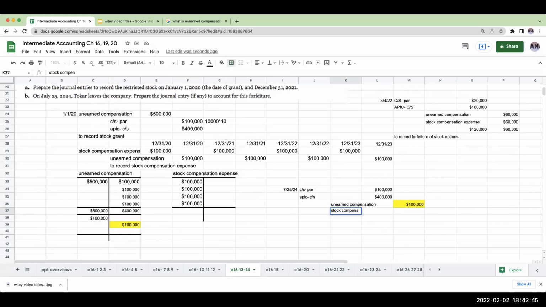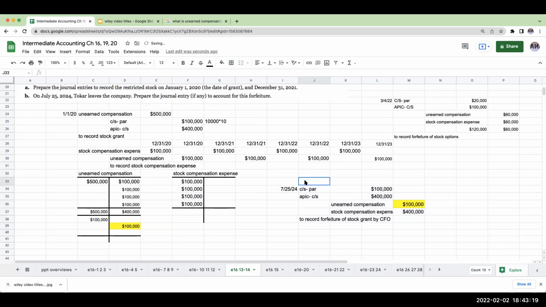When you hear the sigh, that sounds like a happy sigh, doesn't it? I'm going to credit stock compensation expense for everything that I've previously recorded, and that is going to be $400,000. We are in the service period, so that's what's going to happen. So this is to record forfeiture of stock options, or excuse me, forfeiture of stock grant by CFO. There we go. So that's how we go through and look at this.